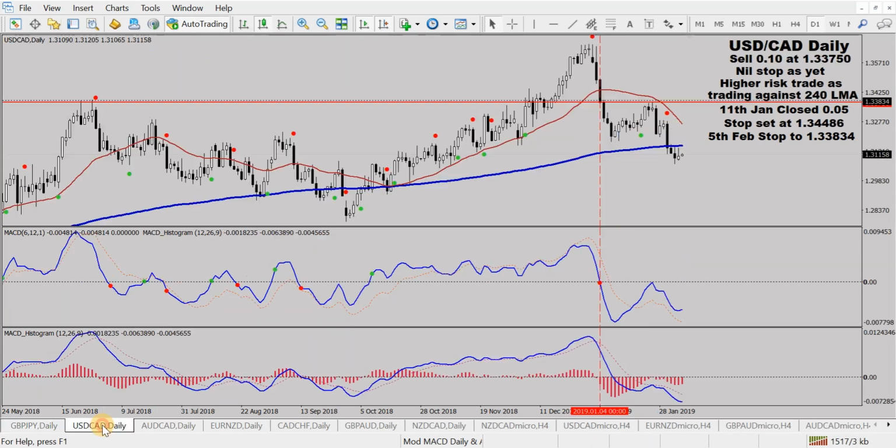Got the USD CAD in a sell back here into the 240 LMA. And today I've moved my stop down to 1.33834, which is again just above the entry level, just above this little high or fractal, whatever you want to call it, and still above the 25 SMA.